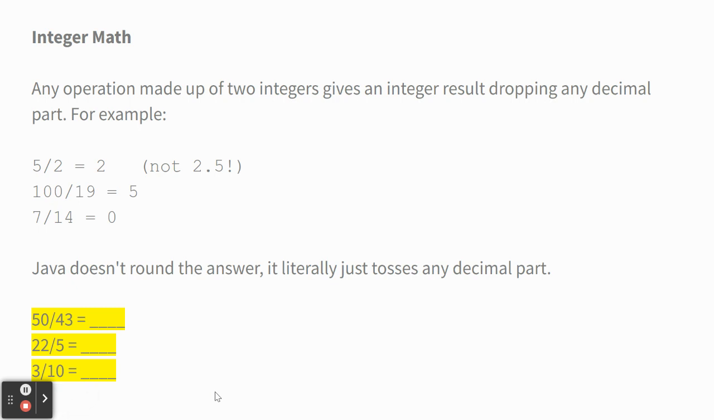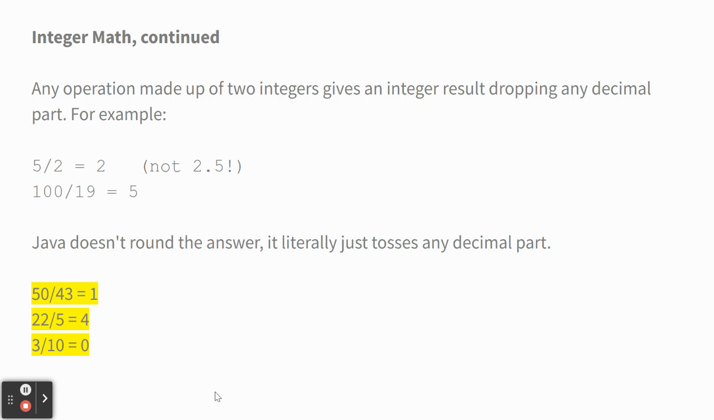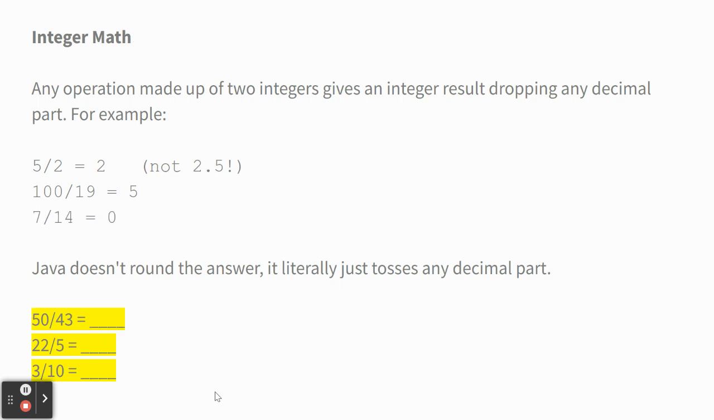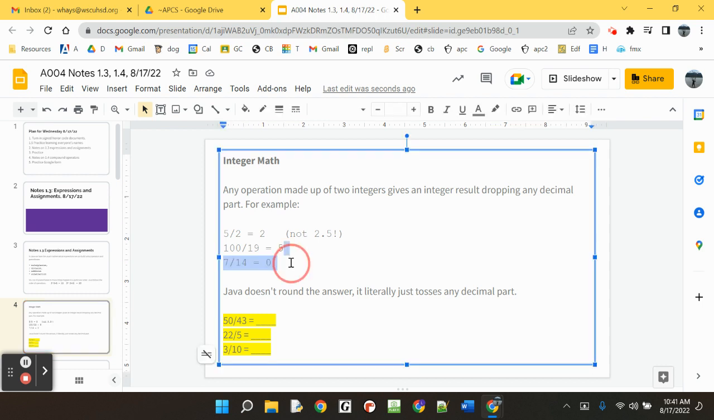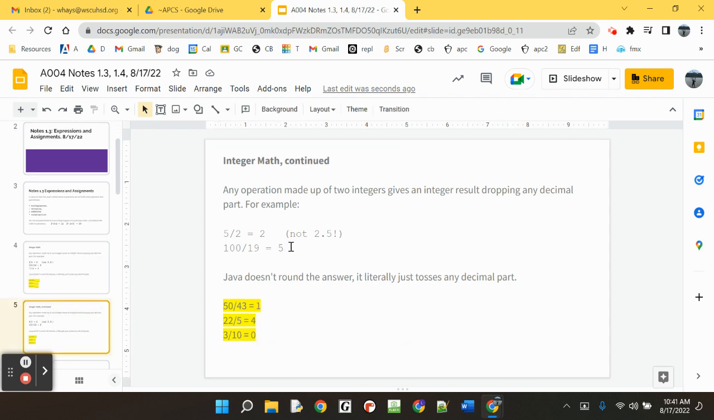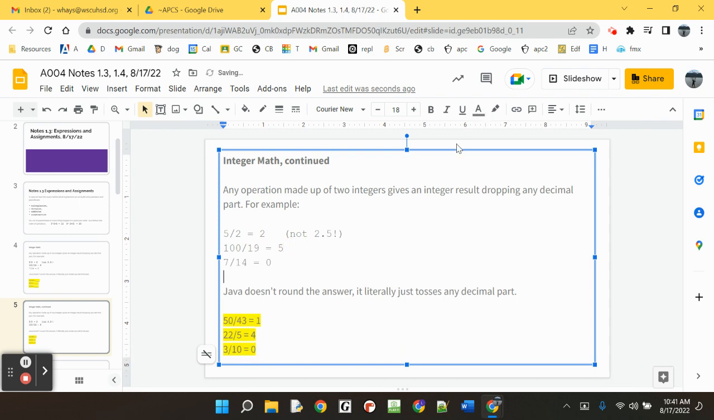Well, normally it would be 1 point some nonsense, right? But it's 1. I mean, 43 goes into 50 once, and then there's some extra, but we're just lopping off the extra. So that's a 1. 22 divided by 5? 4. 3 divided by 10? 0. I had a feeling that I gave all the answers at once. It would have been better if I did them one at a time, but there you go. I'm just going to fix this slide while I'm here.